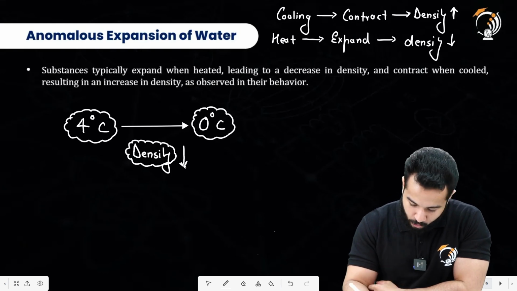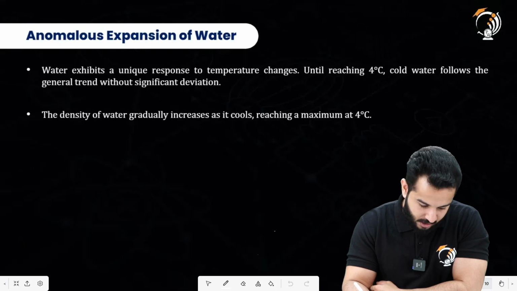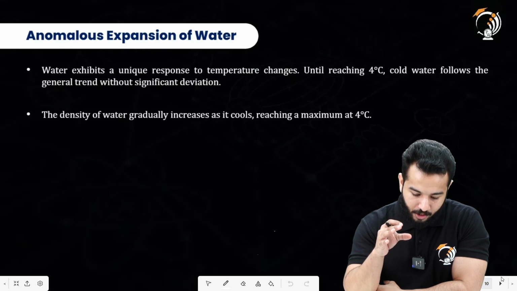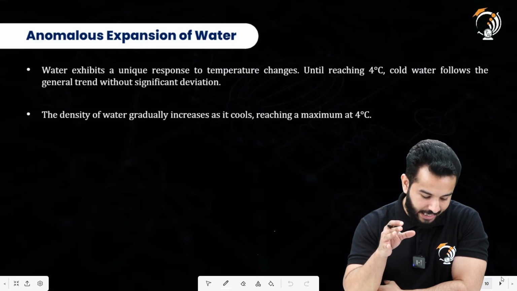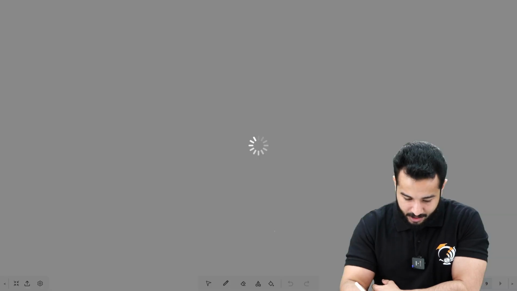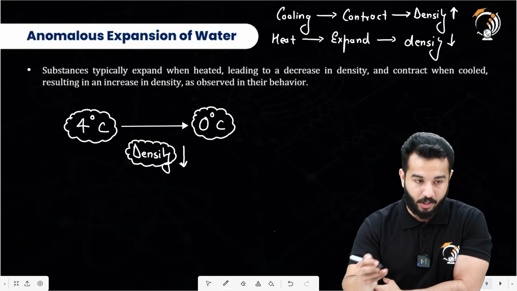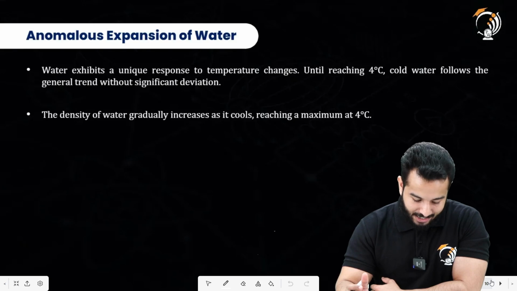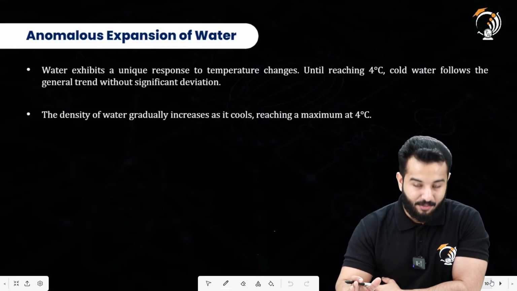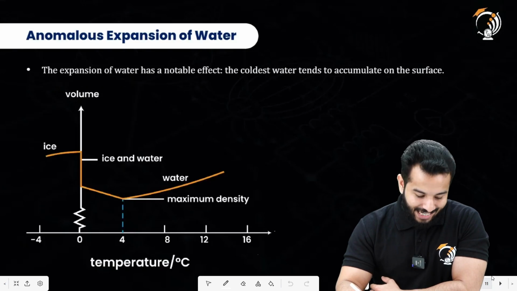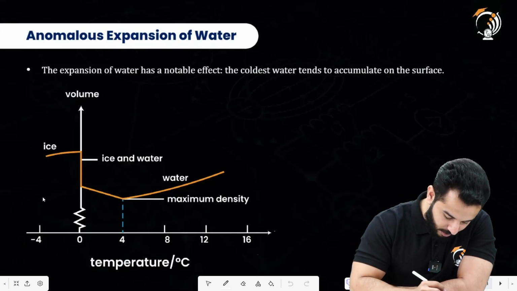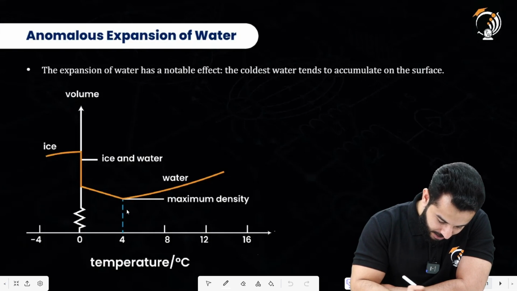So please note, we are going to also look at a graph for this concept. Water exhibits a unique response to temperature changes. Until reaching 4 degrees Celsius, cold water follows the general trend without significant deviation, and this is the general trend that I have written over here. The density of water gradually increases as it cools, reaching maximum at 4 degrees Celsius, and then the density goes down.